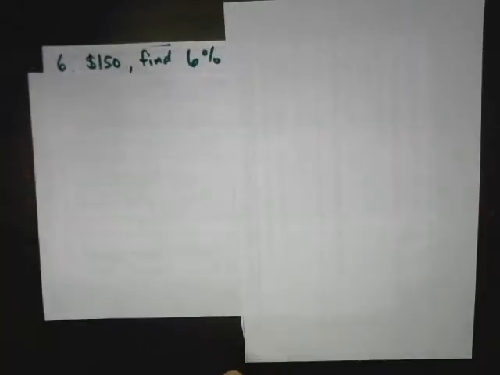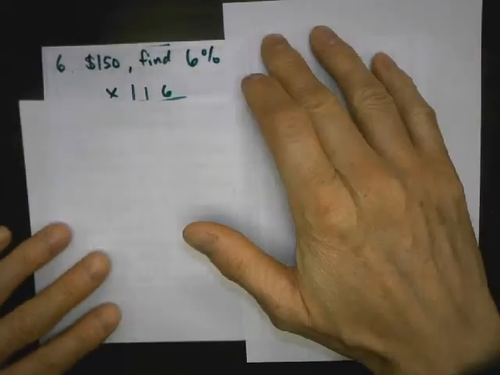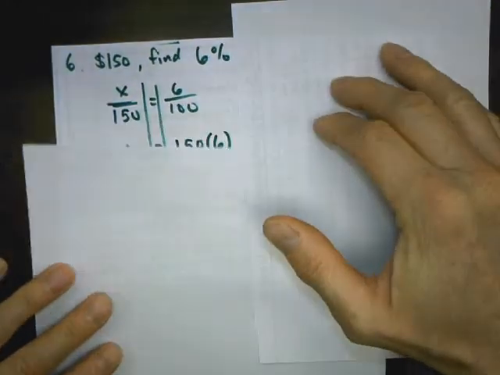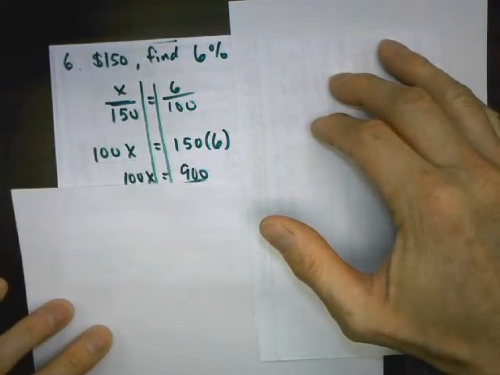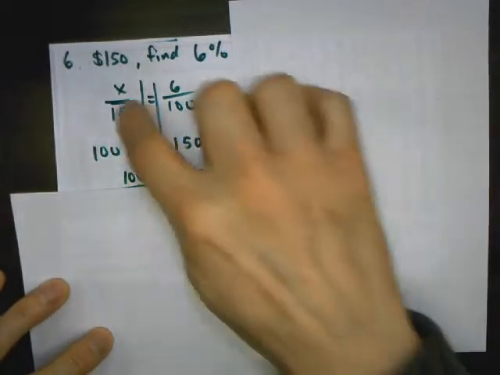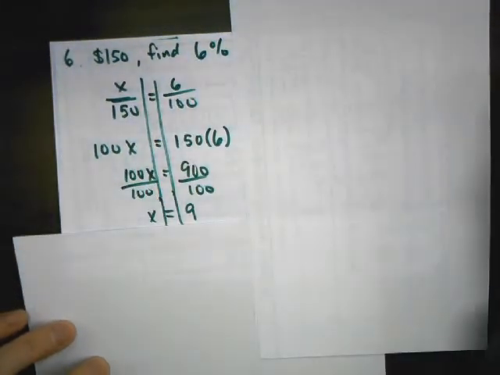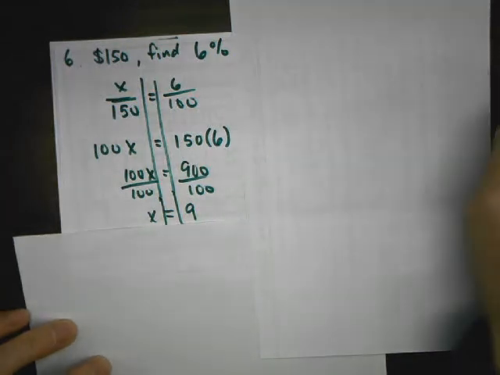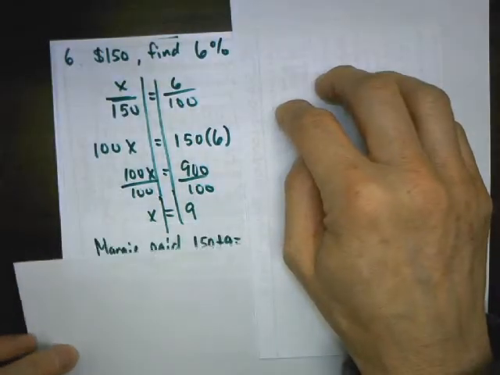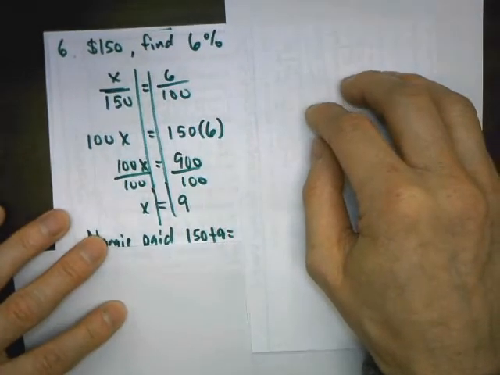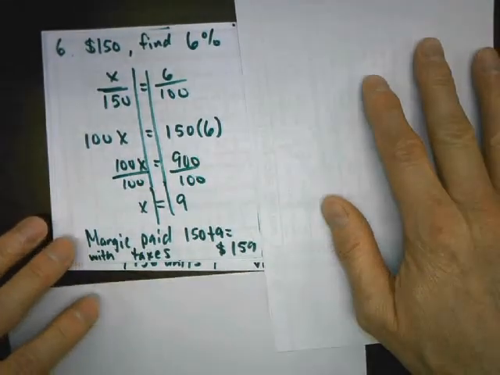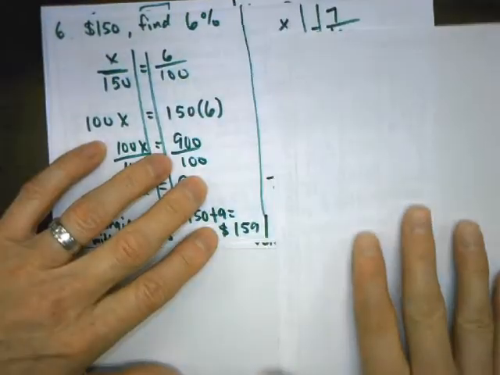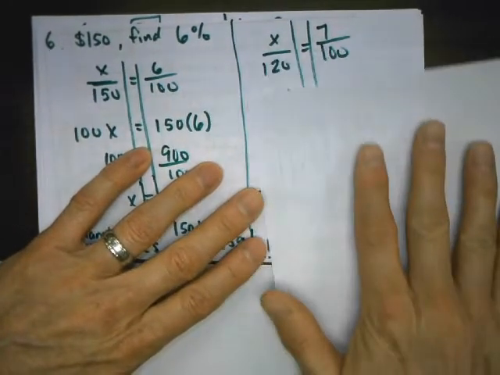So problem number 6, we have a couple prices here and taxes. So Margie paid $150 with 6% sales tax. So if I find 6% of $150, I can add that on to $150 and find out how much Margie paid. So I cross multiply and divide, and I find out that there was $9 in sales tax because 6% of $150 is 9. I add that on, $150 plus 9, and I see that Margie paid $159.